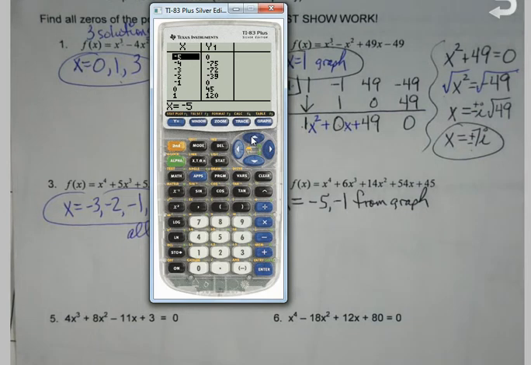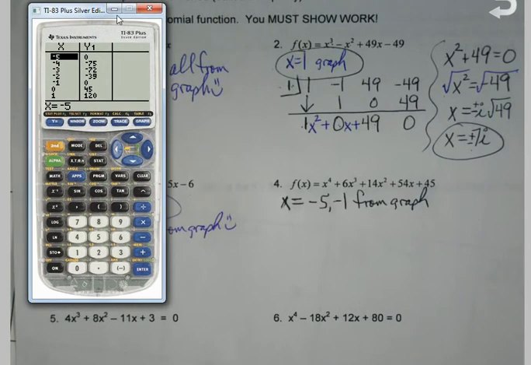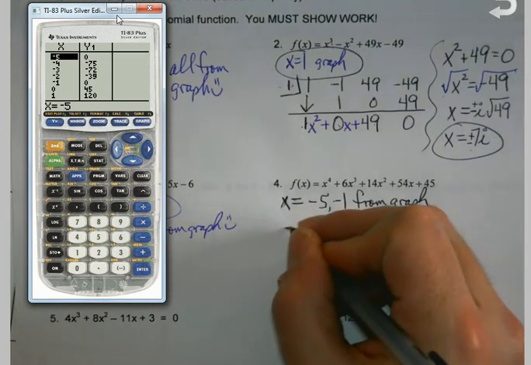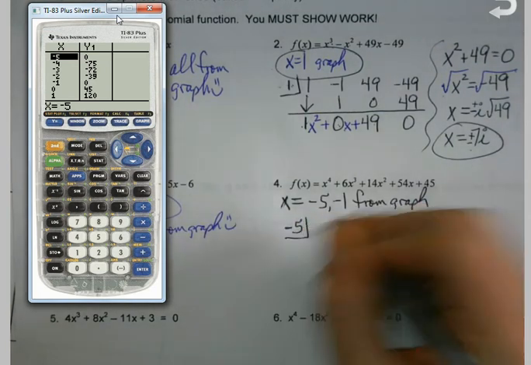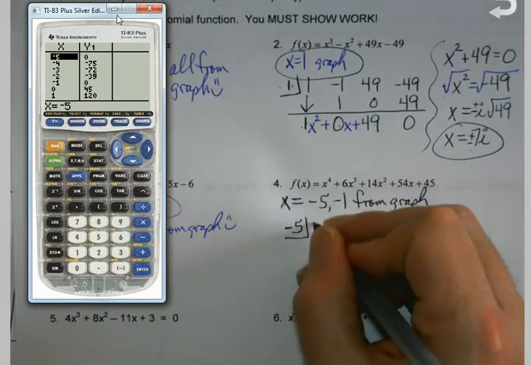I need 2 more. So now here's where it gets a little more interesting. I can use either of those x values when I'm doing my synthetic division, and it doesn't matter which one I use first. I'll end up with the same answer at the end. So I'm just going to go ahead and use the -5 here. No holes, that's good.